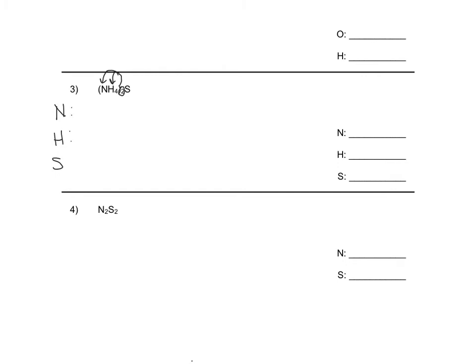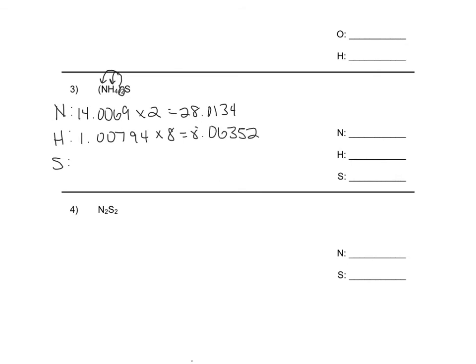Okay, so NH4 is ammonium, but we're looking at the actual atoms, the actual constituents of everything. So if I look at nitrogen, one nitrogen weighs 14.0067, but I have 2 of them. So I'm going to multiply that by 2, and I get 28.0134. I'm going to do the same thing for hydrogen. It weighs 1.00794, and I'm going to multiply that by 8 because that parenthesis makes it have 8 hydrogens. So that's 8.06352.